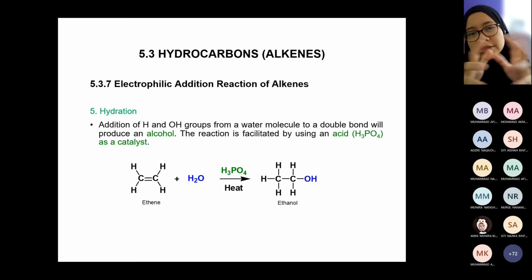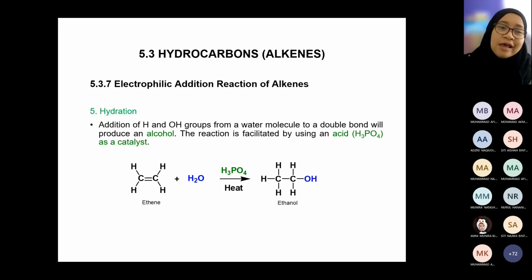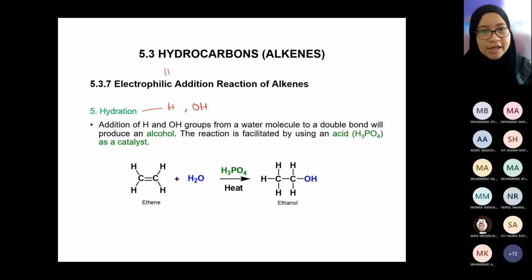Let me just give you a brief idea on this hydration. Basically, the concept is still the same as what we learned for hydrohalogenation just now, because the product added will be H and OH. Just now in hydrohalogenation it was H and Br, right? So this one we have H and OH. So it follows Markovnikov. It will prefer the more stable carbocation, so the more stable carbocation will form the major product.